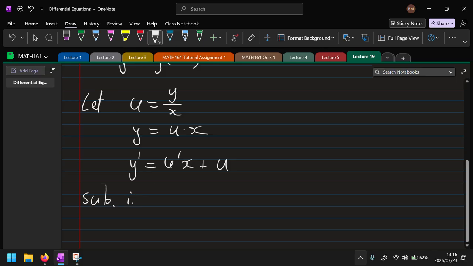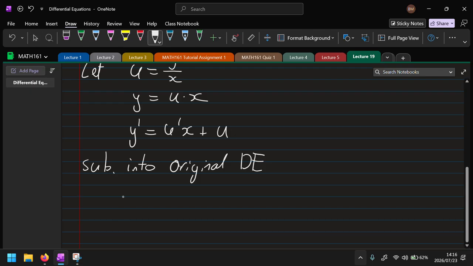So substituting into the original differential equation, we get the following. The left-hand side, the y prime, becomes u prime x plus u. And the right-hand side was g of y over x, which just becomes g of u. Notice that there are no more y terms. So this is now a differential equation for u. We're going to solve this one, and then right at the end, we're going to substitute back to get y.